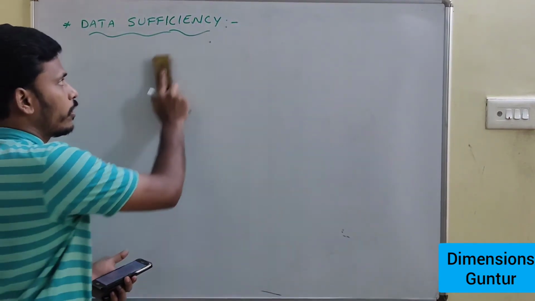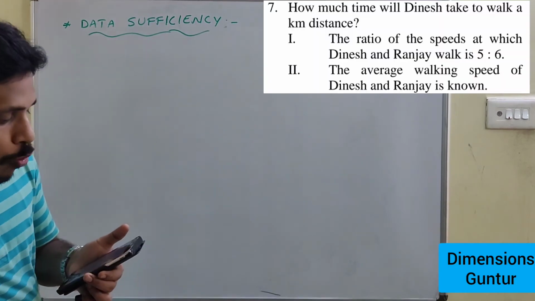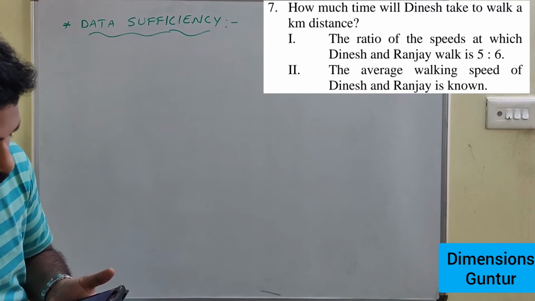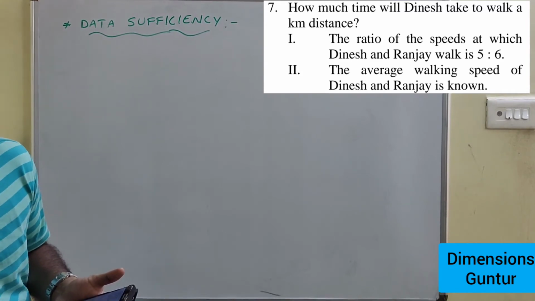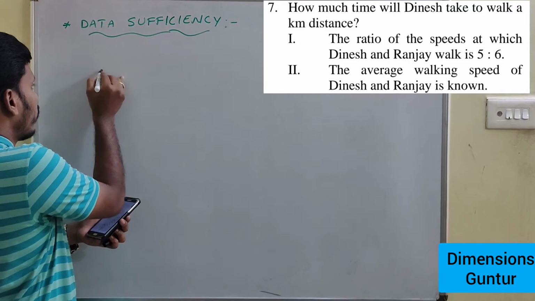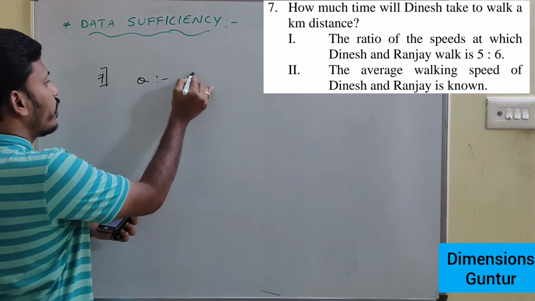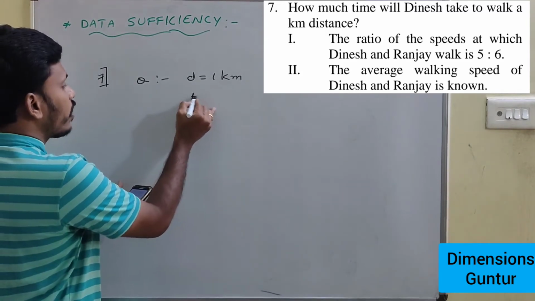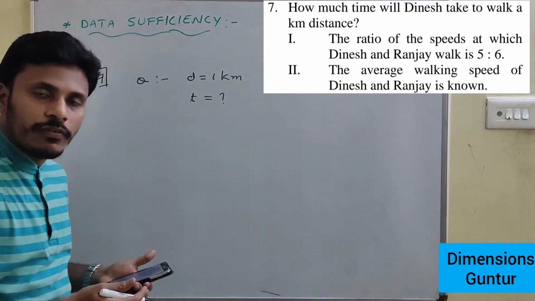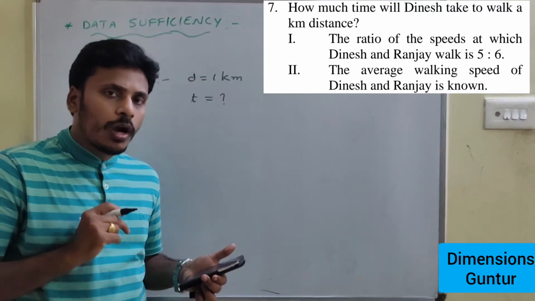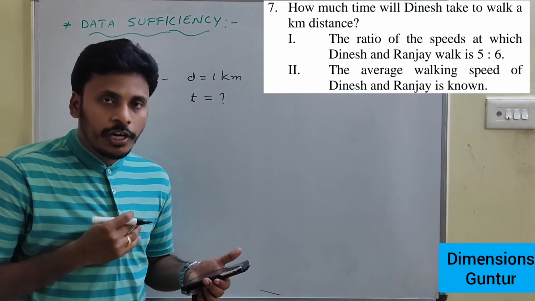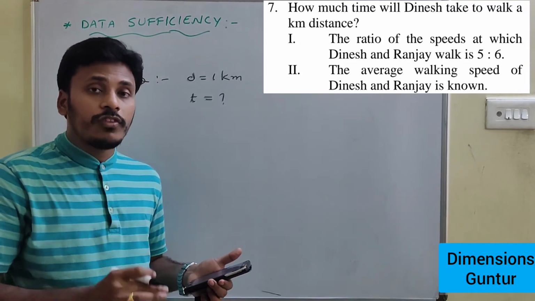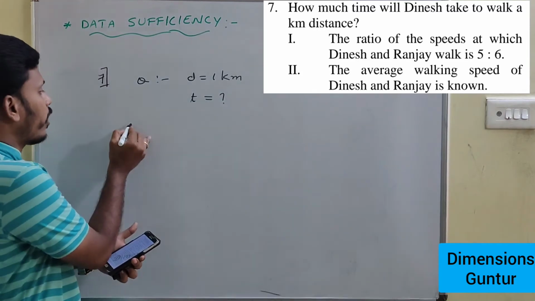Just look at the problem on the board. How much time will Dinesh take to walk a kilometer distance? It is very clear that in the question part, it is given that distance is equal to 1 kilometer, and the question itself asks us to find the time. Distance is given, time they are asking. So we use distance equals speed into time. We need the speed of Dinesh, so for the speed we need to search statement 1 and statement 2.